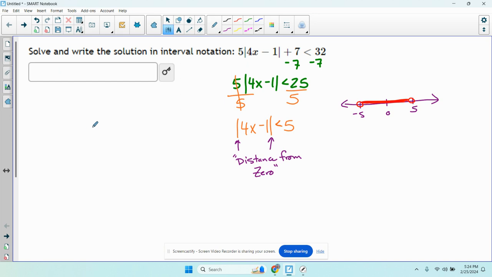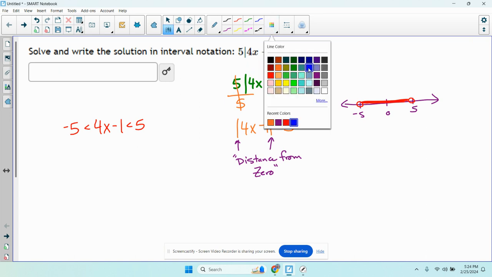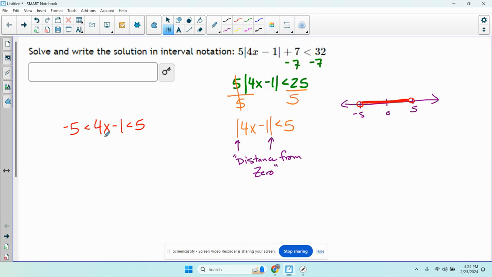So that means that 4x minus 1 is less than 5 and greater than negative 5. It's the stuff contained between the two 5s. Now I just have to solve this compound inequality by doing whatever I do to the middle, do to both sides. So I'm going to add 1, add 1, add 1. So this is negative 4 is less than 4x is less than 6.